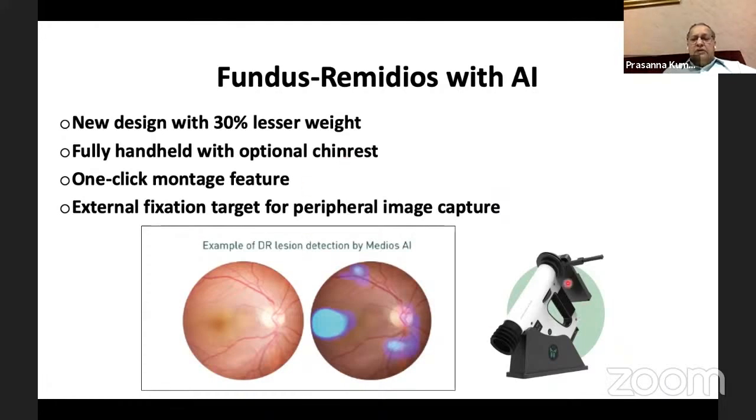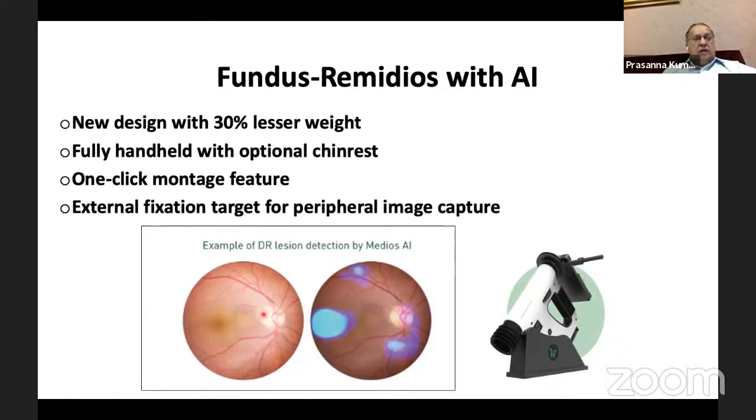Then you can have this fundus camera. It's a handheld one, hardly about 1 kg or even less than that. New design with 30% lesser weight, fully handheld. This is the handle, and there is an optional chin rest also. One click montage. You can just attach the mobile phone to it, like you see here, and you can take a figure. External fixation target for peripheral limit.